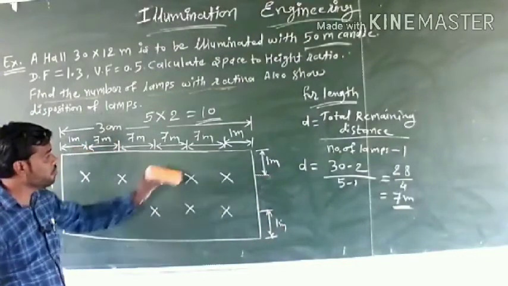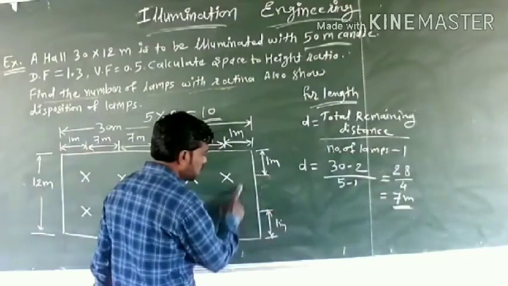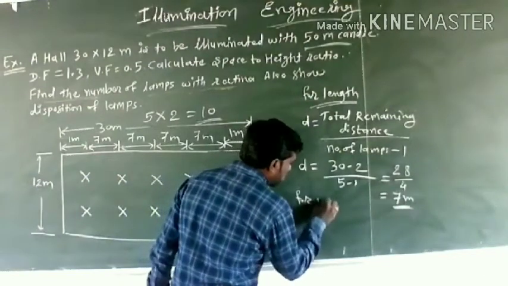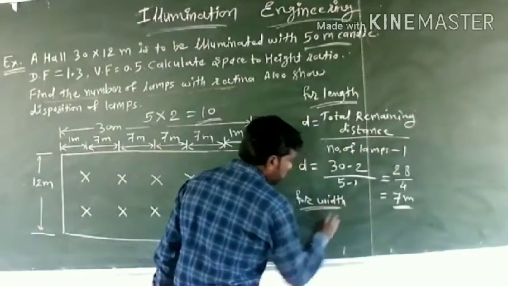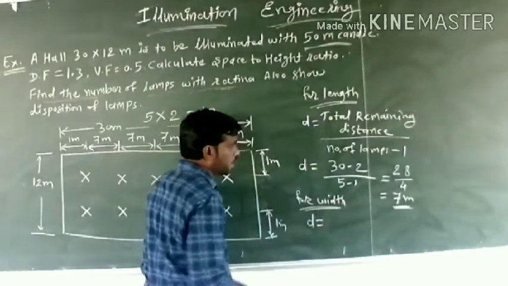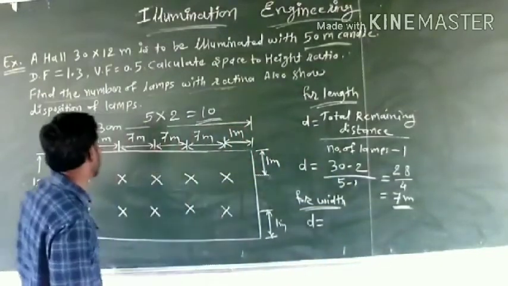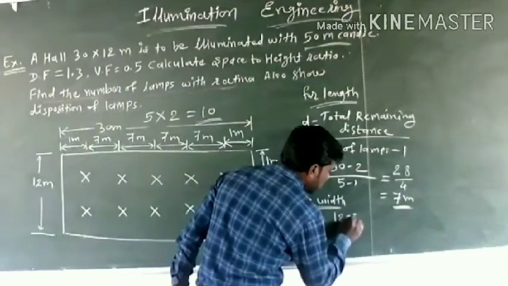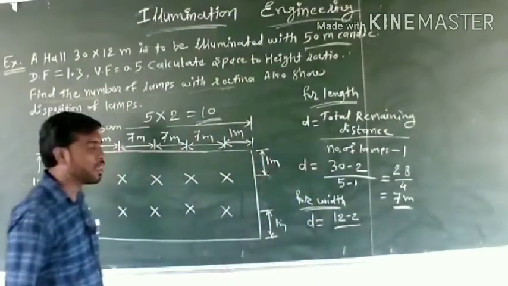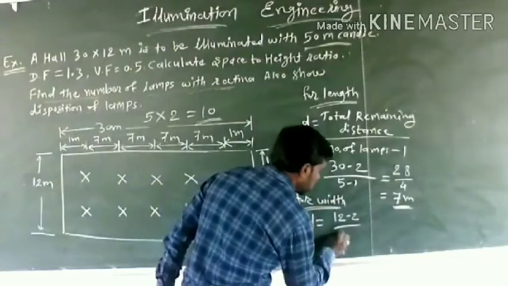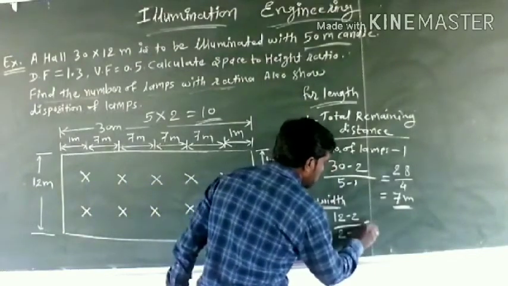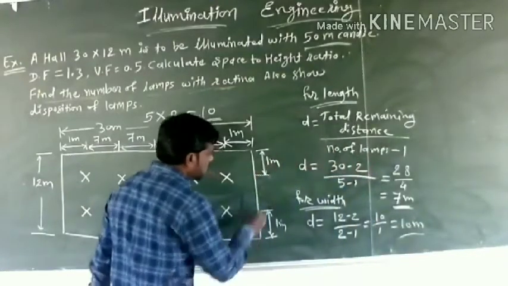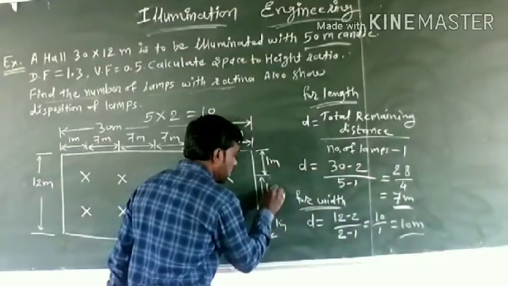Okay. Now in width, if you consider the width, we have to calculate this distance. So for width, again the same formula, d is equal to the total remaining distance. The distance in width is 12 meter, and here is 2 meter. So 12 minus 2 divided by the number of lamps minus 1. Here there are a total of 2 lamps, so 2 lamps minus 1. So 10 divided by 1, that means 10 meter. That means this distance is 10 meter.